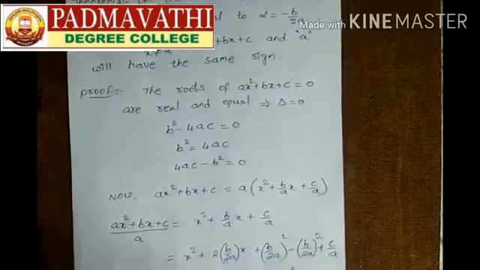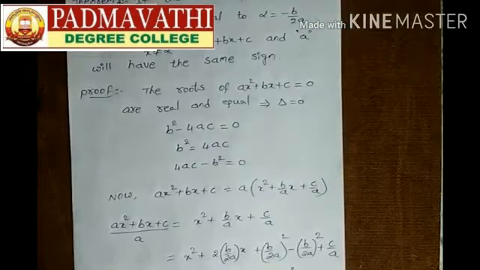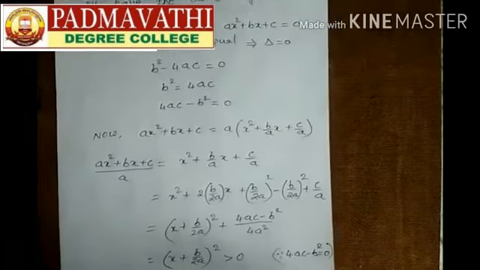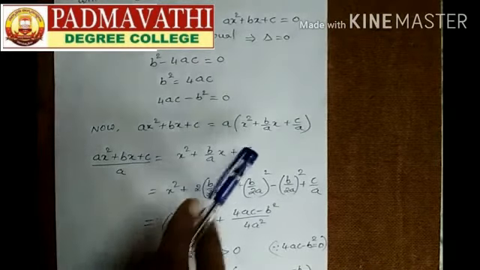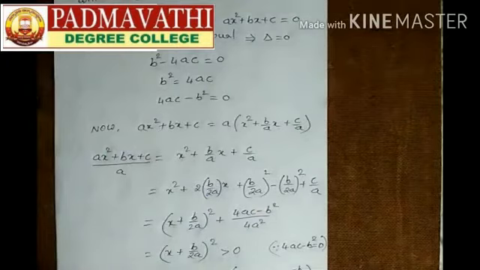First, consider this equation ax square plus bx plus c equal to 0. Roots are real and equal, in the sense delta equal to 0, the discriminant value. So b square minus 4ac is equal to 0. We can also write it as 4ac minus b square is equal to 0. Now consider the quadratic expression ax square plus bx plus c. We can take a common and write it as x square plus b by a into x plus c by a.